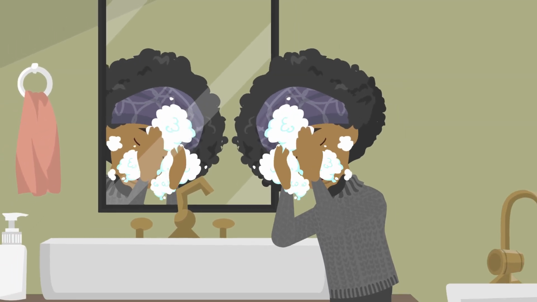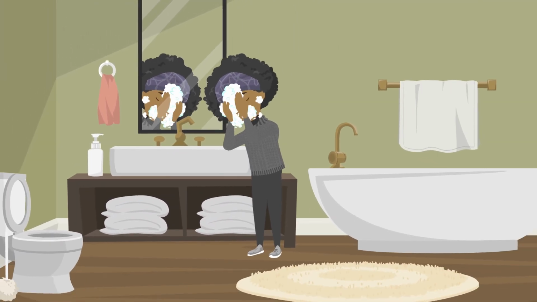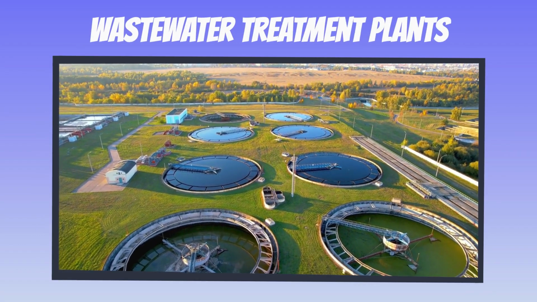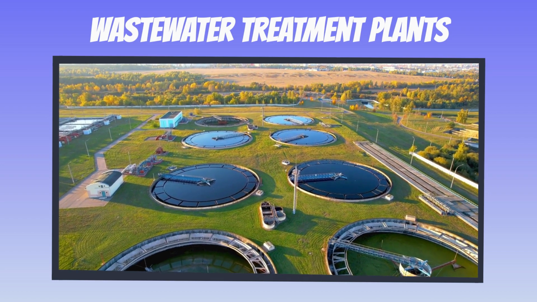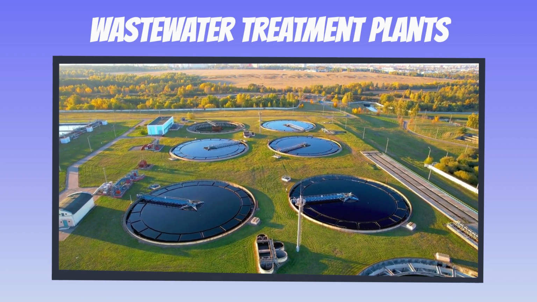Have you ever wondered what happens to the water that goes down your drain or toilet? It might surprise you to learn that wastewater treatment plants play a critical role in cleaning and purifying this water before it is discharged back into the environment.